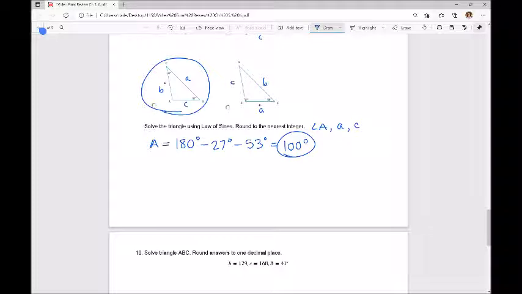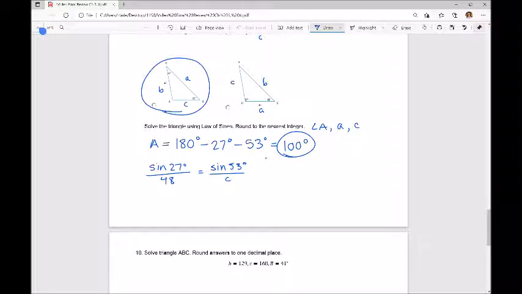Now maybe let's find side C. So for side C, we're going to set up a law of sines equation. So remember, for this, you need 2 pairs of sides and angles. So in this case, I have the angle B side B pair. So I'm going to say sine of 27 degrees over 48 is equal to the sine of 53, which is angle C, over side C. So notice the only variable I have now is side C, and so we can solve for that.